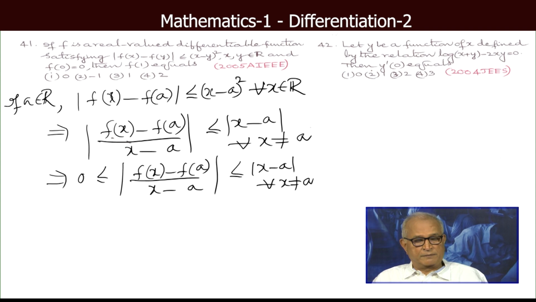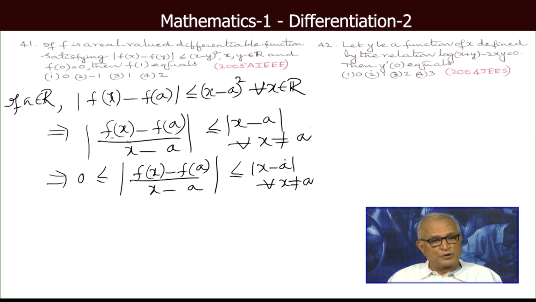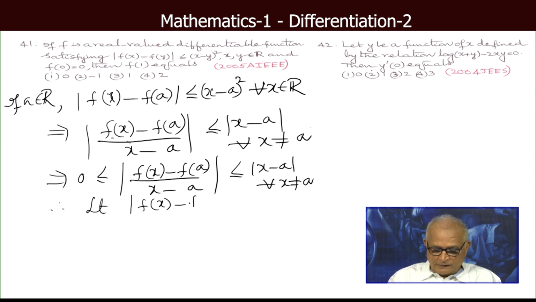Now, apply the sandwich theorem. As x tends to a, mod x minus a tends to 0. So, the squeezing function on the right has the limit 0 as x tends to a. On the left, mod of f(x) minus f(a) by x minus a is being squeezed by the constant function 0. Therefore, by applying the sandwich theorem, mod f(x) minus f(a) by x minus a has a limit 0 as x tends to a.